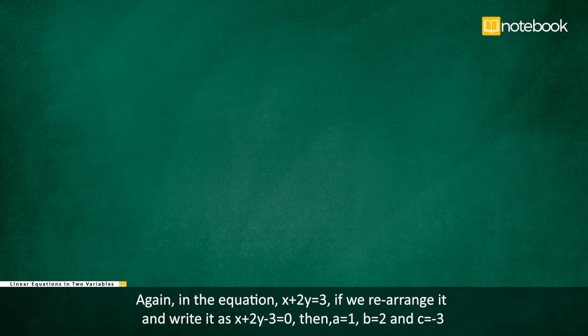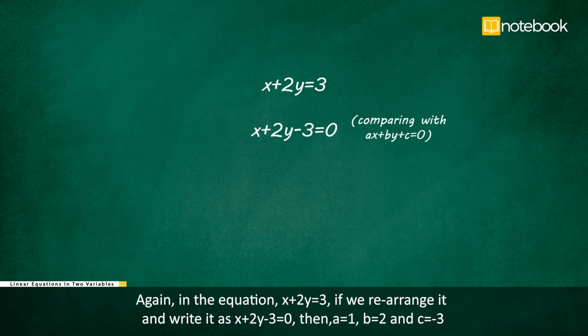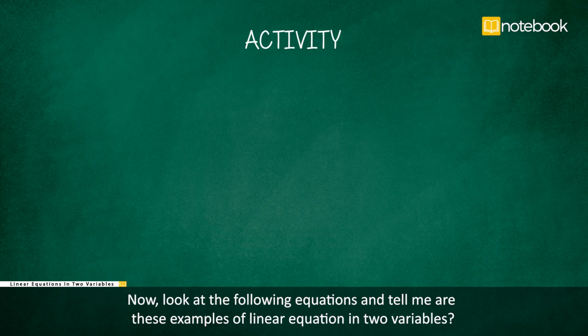Again, in the equation x plus 2y is equal to 3, if we rearrange it and write it as x plus 2y minus 3 is equal to 0, then a is equal to 1, b is equal to 2 and c is equal to minus 3. Now look at the following equations and tell me, are these examples of linear equations in two variables?